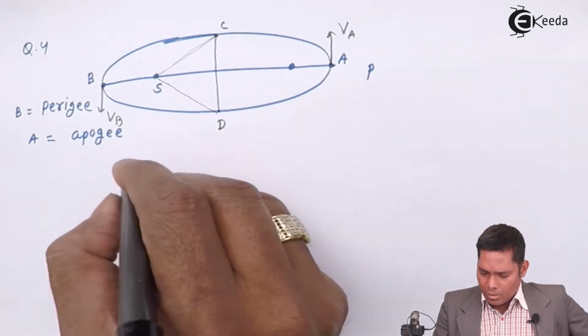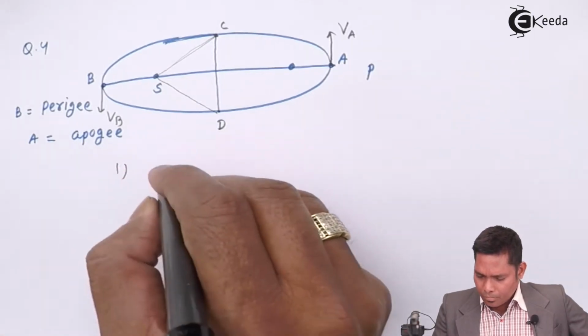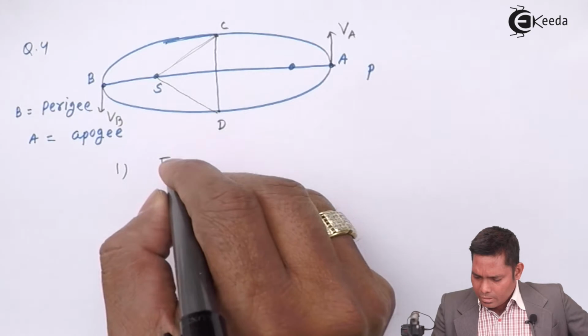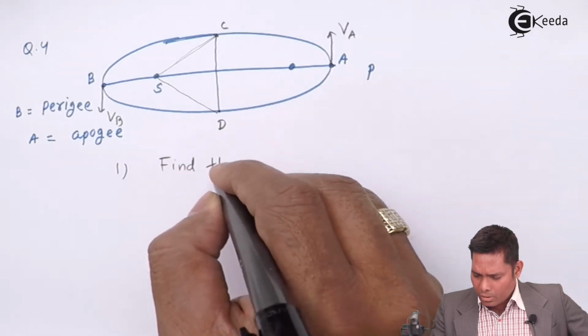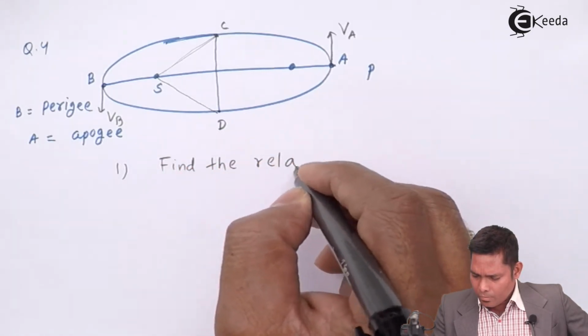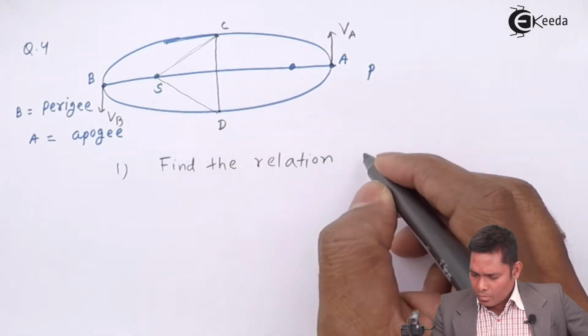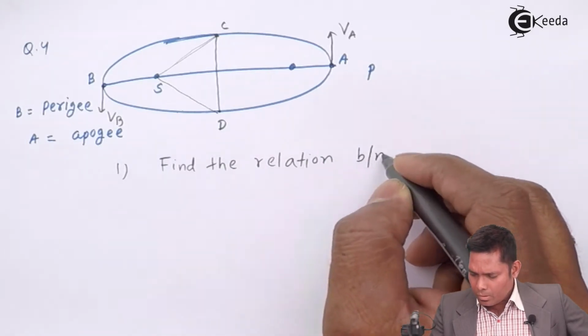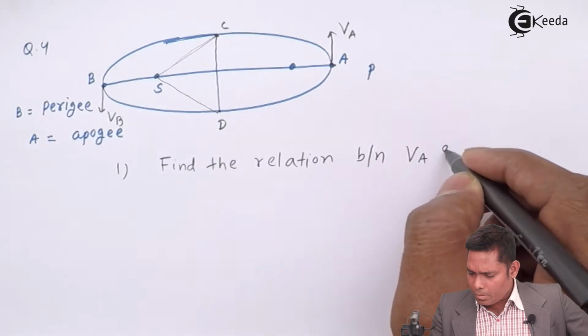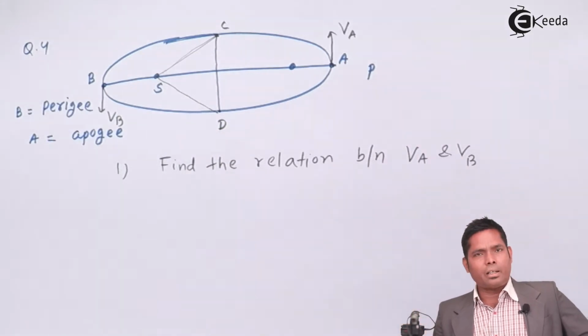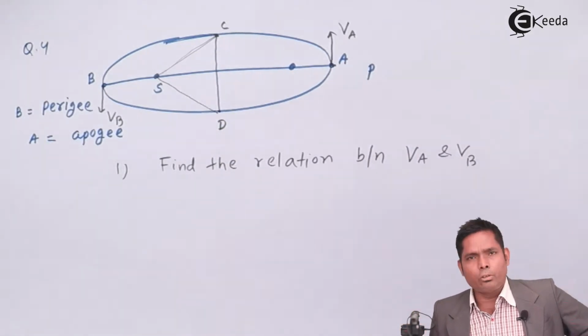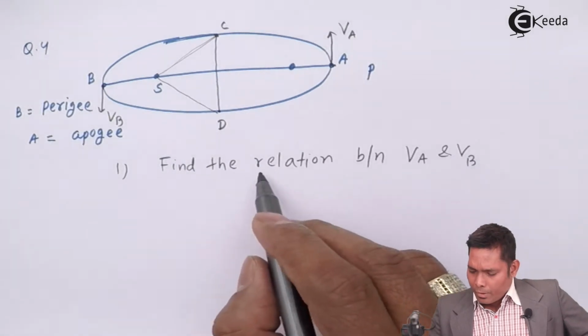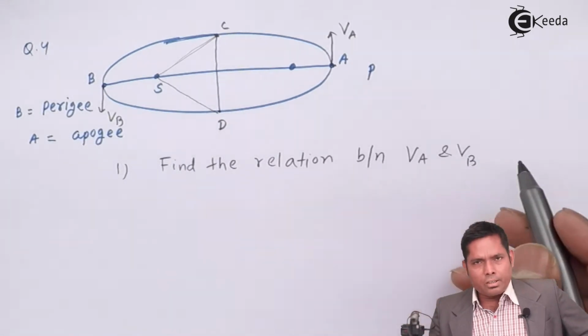That means the first question is to find the relation between VA and VB. Relation means which one is greater and which one is smaller. Find the relation between VA and VB, which one is greater.